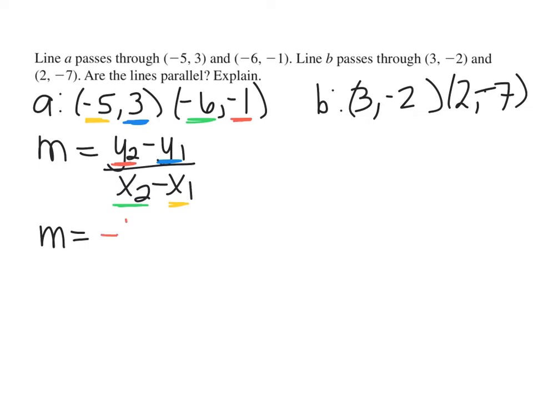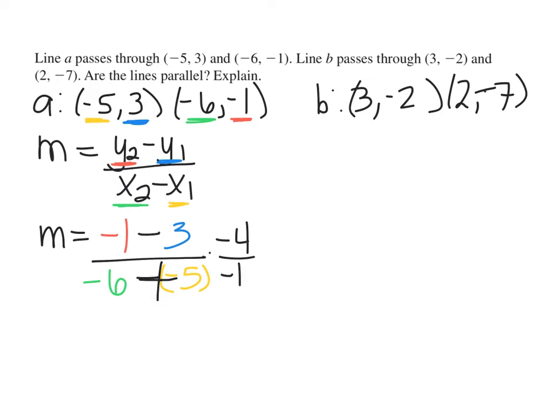So I have -1 minus 3 over -6 minus -5. And that minus a negative becomes plus a positive. So I end up with -4 on top and then -1 in the denominator. So -4 divided by -1 is +4. So the slope of line A is +4.